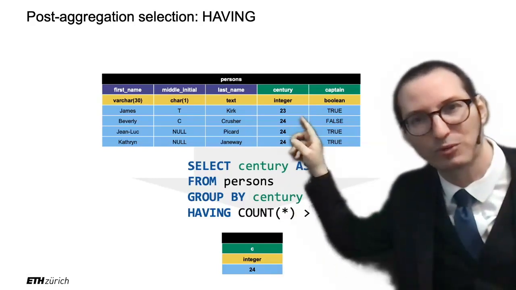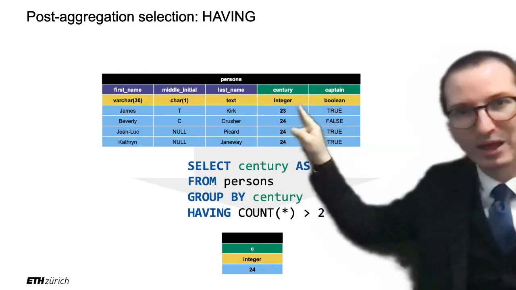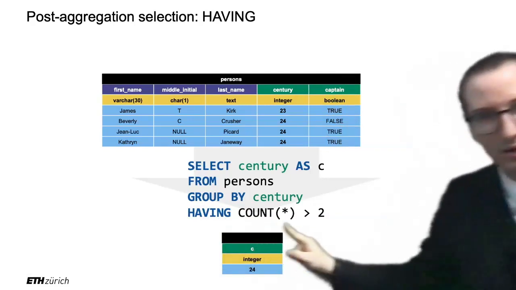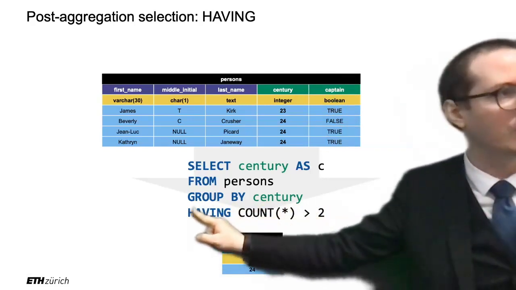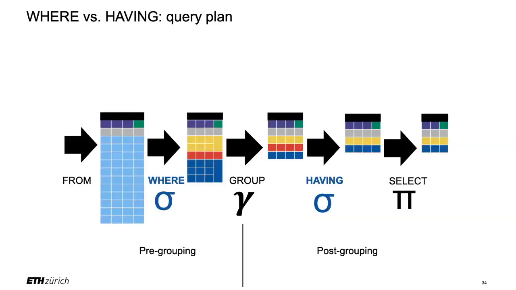I modified the data, by the way. There's now 3 24s in there to make my point and 1 23. So 23 here disappears into oblivion because of the having clause that would filter it out. Okay. Who sees that it's basically the same as a where clause just after the group by? Okay, awesome. They could have called it where, by the way, but I think they just thought it's easier if it has a different name to not confuse them.